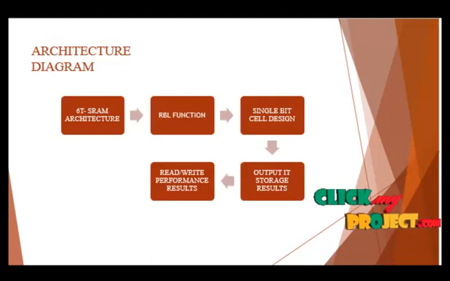Now we are going to discuss our product flow diagram and architecture diagram. So now we see the architecture diagram. Initially we design the 6T SRAM architecture, then the read bit line functions and the single bit cell designs, and then the output with the storage results and the read, write and performance results. We give the input and get the control panels of the bit line, voltage and pulse. The feedback controller system controls the PMOS and NMOS, and then we get the storage result in the RAM, depending on the input functions.